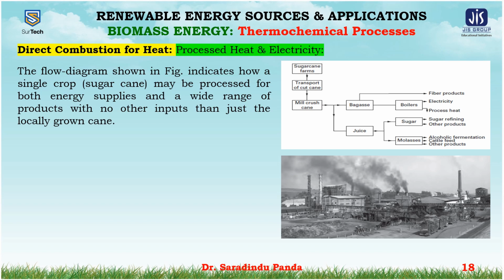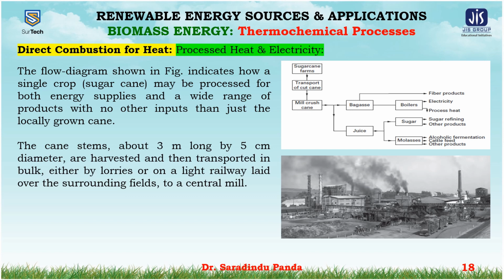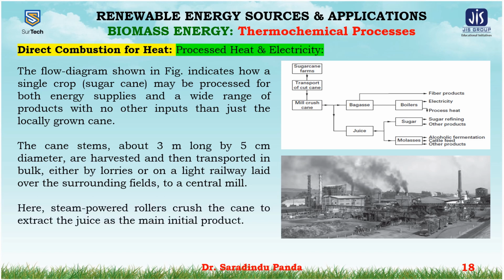The flow diagram shown in the figure indicates how a single crop, just like sugar cane, may be processed for both energy supplies and a wide range of products with no other inputs than just the locally grown cane. The cane stems, about 3 meters long by 5 centimeters in diameter, are harvested and then transported in bulk, either by lorries or on a light railway, over the surrounding fields to a central mill. Here steam-powered rollers crush the cane to extract the juice as the main initial product.